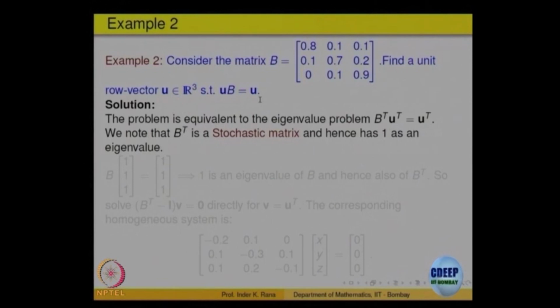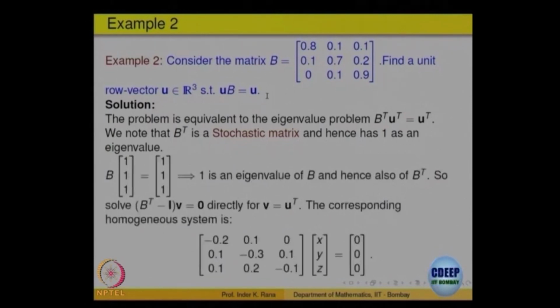What does that mean? It does not seem to be related to eigenvalue, right. But supposing you take the transpose of this equation, what will you get? B transpose applied to u transpose is equal to u transpose. That means, for B transpose, you are saying that for an eigenvalue equal to 1, find an eigenvector that will be u transpose. Is it okay? Once you have found u transpose, you can find u. So, that is the idea of the application of that.